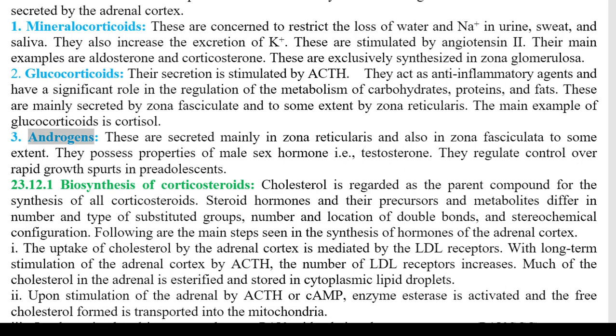3. Androgens. These are secreted mainly in zona reticularis and also in zona fasciculata to some extent. They possess properties of male sex hormone, i.e., testosterone. They regulate control over rapid growth spurts in pre-adolescence.